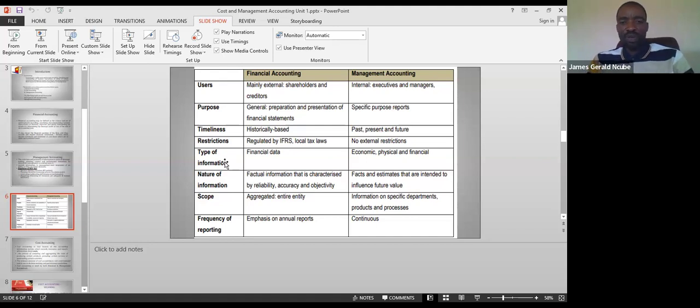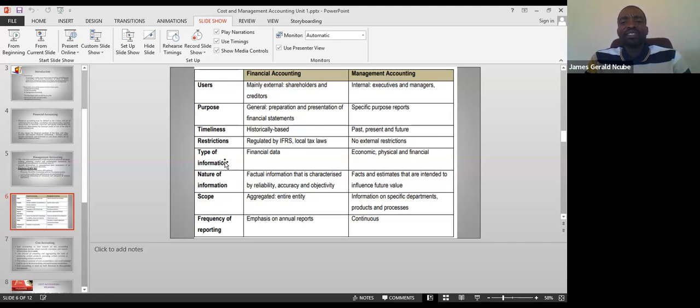Let's look at the nature of information. The nature of information under financial accounting tends to be factual. That is, it is characterized by accuracy and objectivity. It must be reliable. The figures must be reliable. The figures must be accurate, and they must be objective, not subjective.